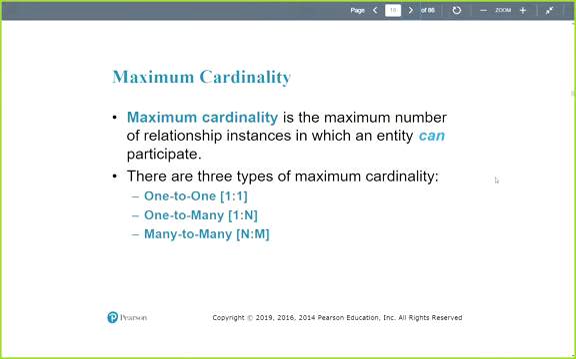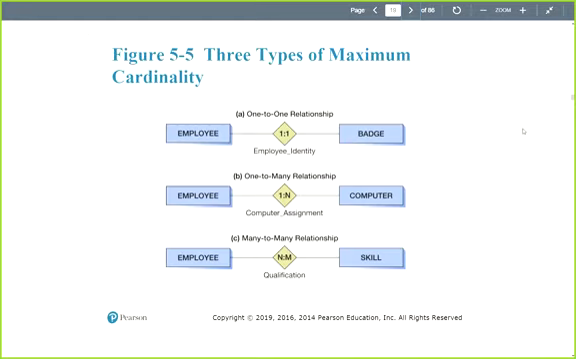Cardinality is the one-to-one, one-to-many, many-to-many relationship between two entities. Some examples here: one-to-one, one employee, one badge. One employee, there's a thing, say multiple computers, right? One to many: one employee, many computers. That's how you read it.